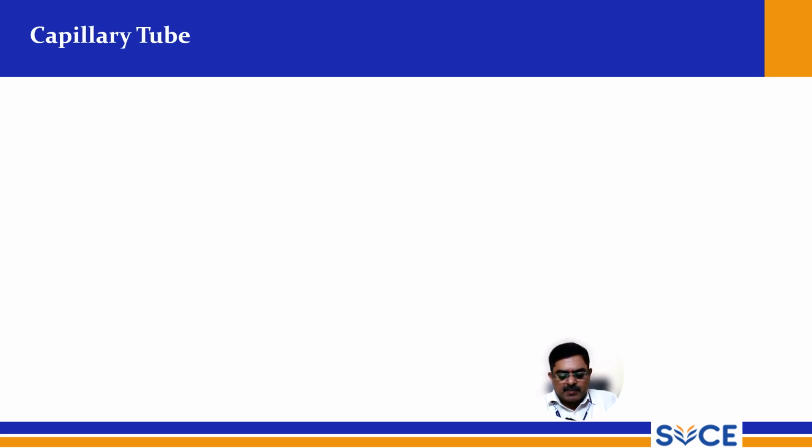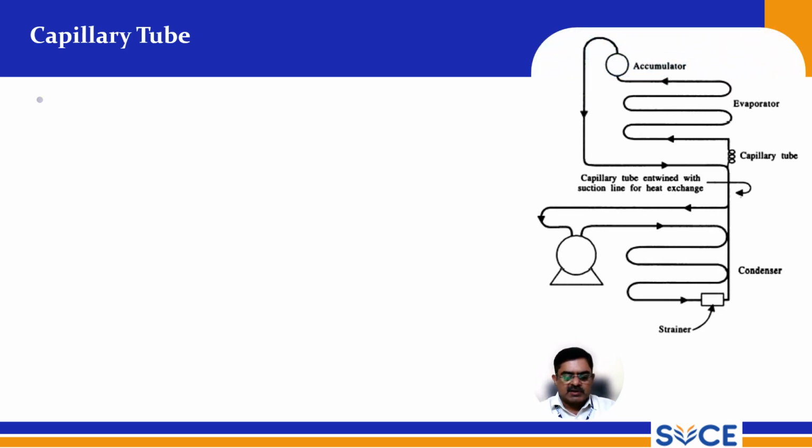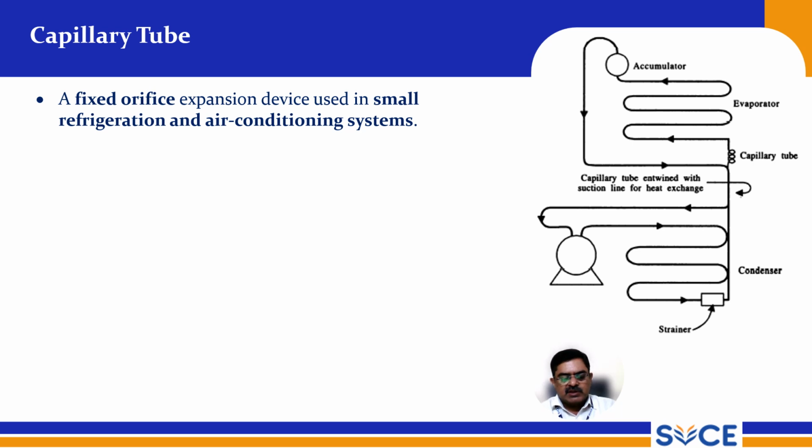So the next one is the capillary tube. The capillary tube is another mechanism, and you can see this is a fixed orifice expansion device used in small refrigeration and air conditioning systems. You can see here, this is the condenser, and the capillary tube here is fixed together with the suction line for heat exchange. The capillary tube is placed between the condenser and evaporator, and this also regulates the refrigerant to the evaporator.